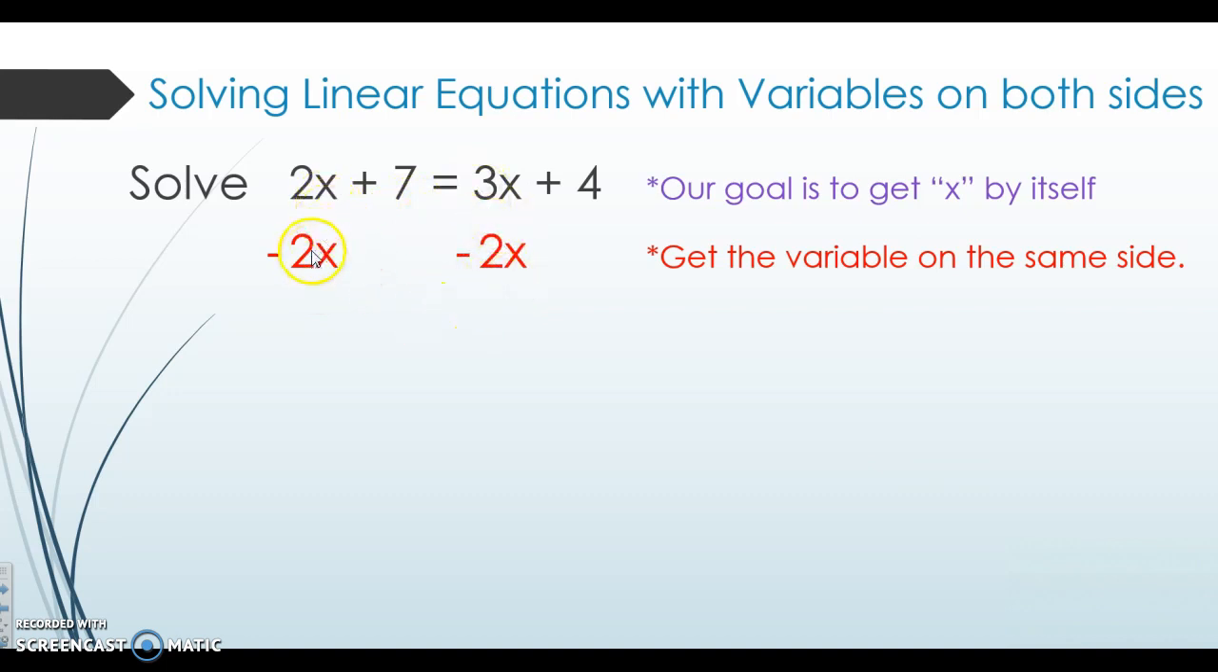So when we subtract 2 x's from 2 x's, we'll get 0 x's on this side, dropping down a positive 7. 3 x's minus 2 x's gives us 1 x, and then we'll drop down a positive 4.